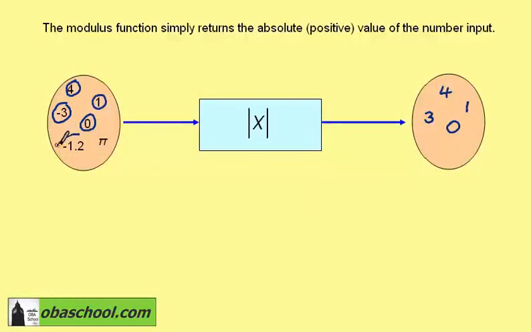If we put -1.2 into the function, we need to have the absolute value, which is 1.2. So we lose the negative. For pi, which is already positive, we just get a return of pi.